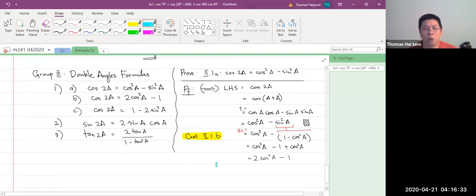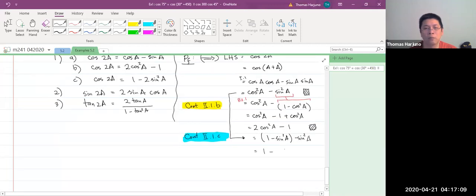Now if you are interested, you can do it yourself. I don't think I will show that anymore on Wednesday. Suppose I want to do formula 2, 1c. I will go on from here, but I will change the cosine squared a instead. And you will see that this is 1 minus 2 sine squared a.